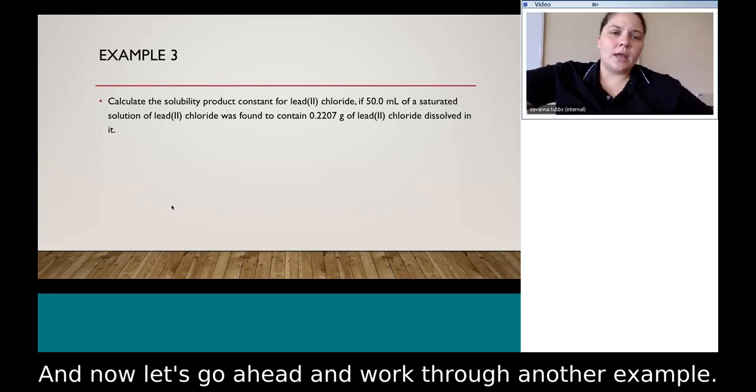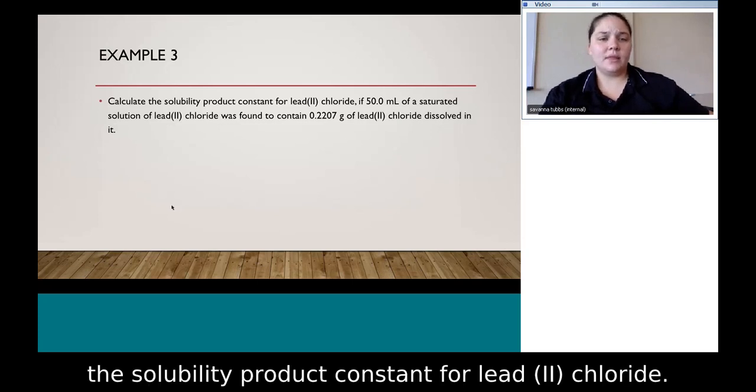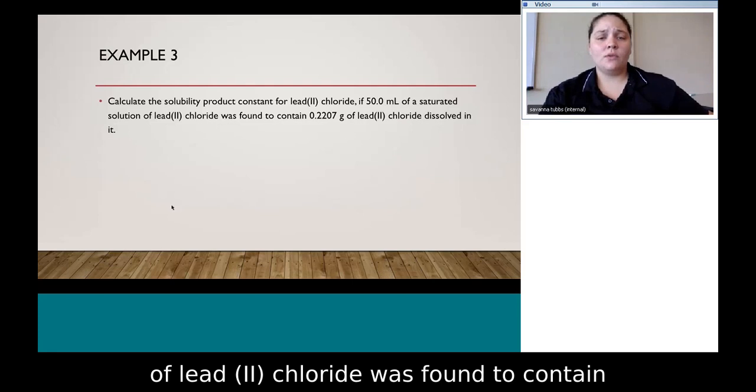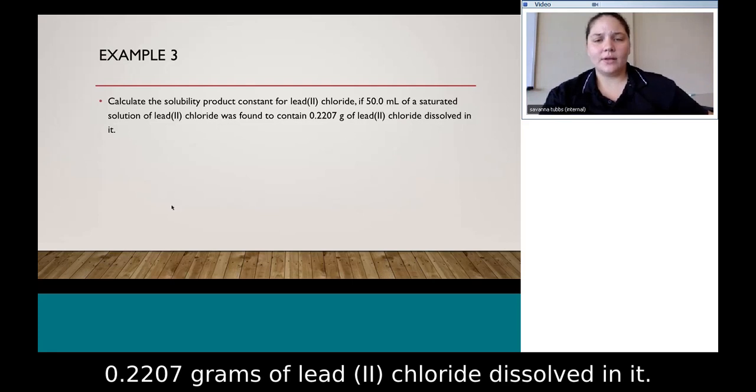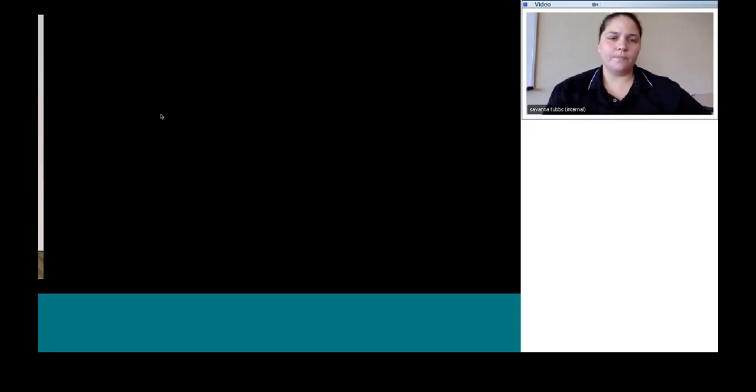and now let's go ahead and work through another example. And this time, they want us to calculate the solubility product constant for lead-2 chloride if 50 milliliters of a saturated solution of lead-2 chloride was found to contain 0.2207 grams of lead-2 chloride dissolved in it. So we take into consideration our grams, our volume, and what we're looking for.